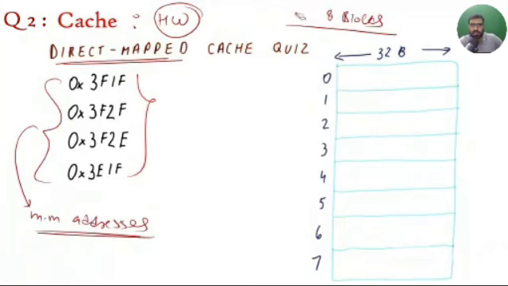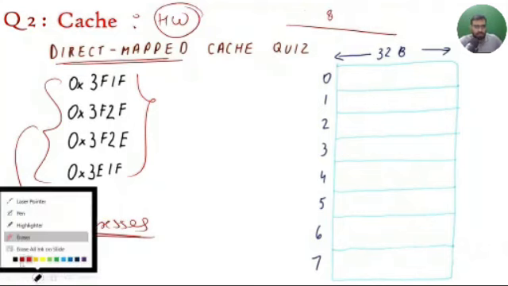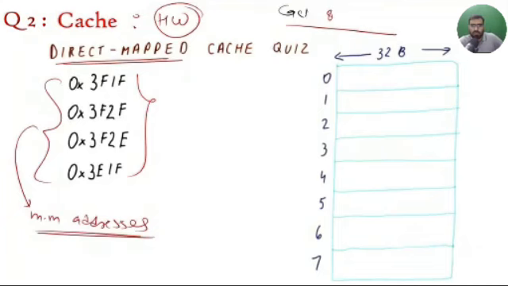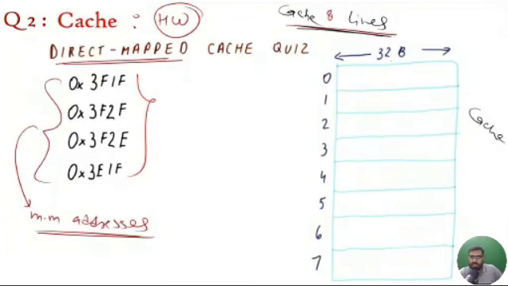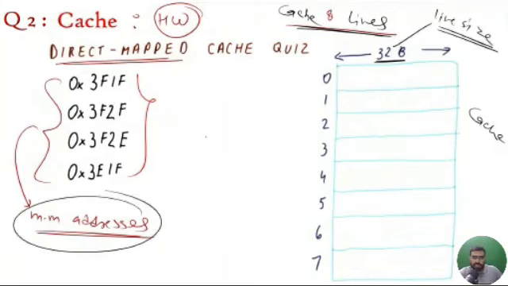This is the cache. This cache memory has 8 lines, and you can notice the line size. The line size is given to you, and these are the main memory addresses. The question is asking, after these accesses, what will be the content of cache memory? So basically, give the content of cache memory.